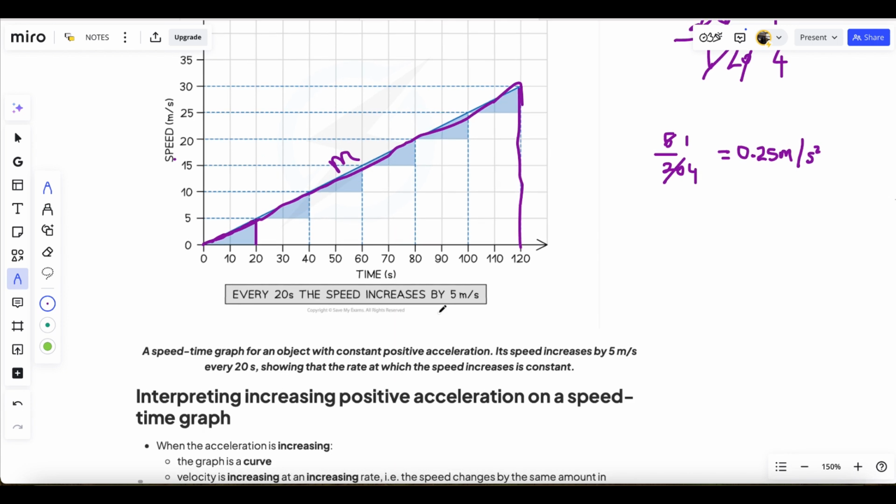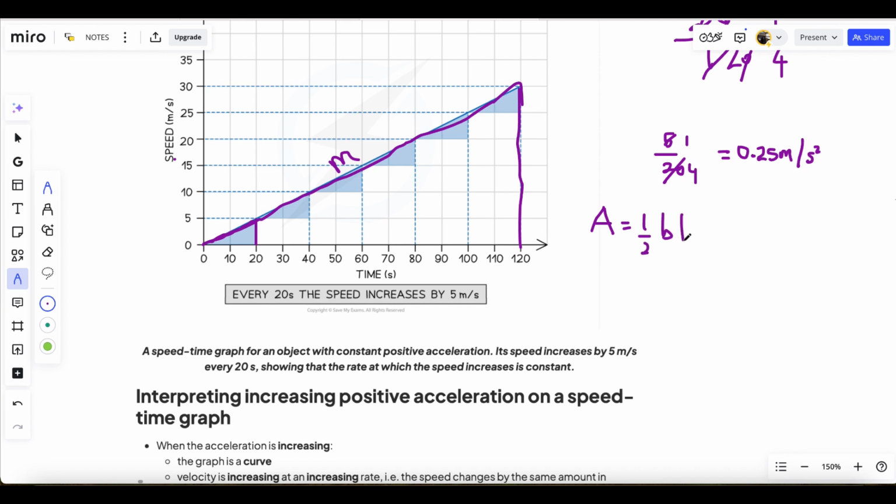Now, if we are asked to calculate the distance traveled by this vehicle, this car, we find the area under this graph. And you can see the whole graph is a triangle. To find the distance traveled, you find the area. The area is equal to 1 over 2, you know the formula for the area of a triangle, 1 over 2 times base times height.